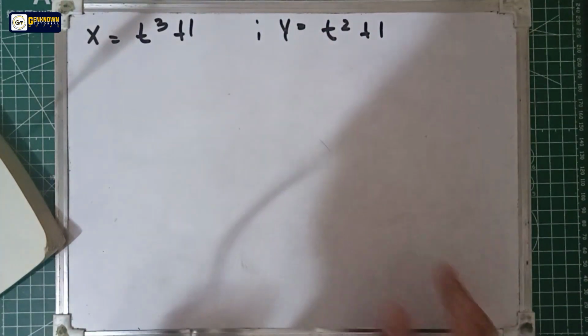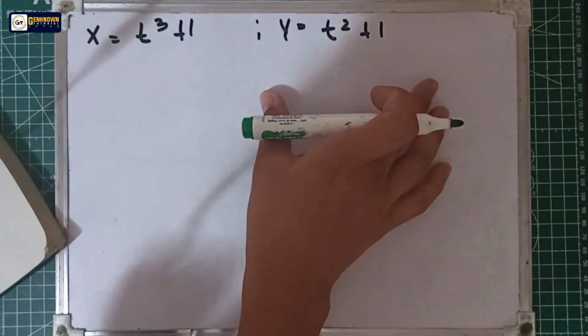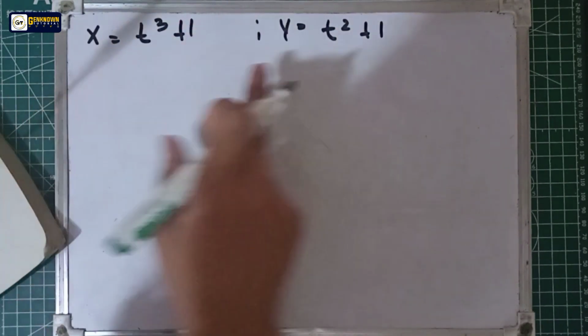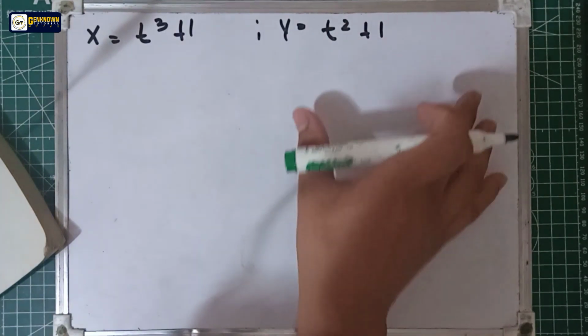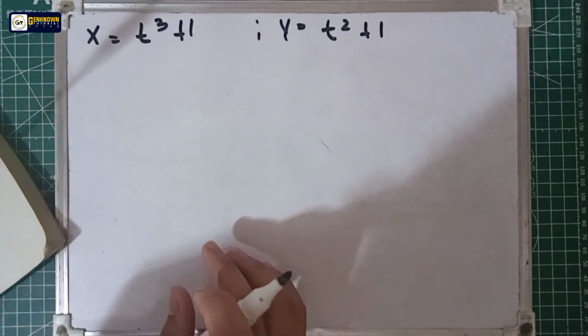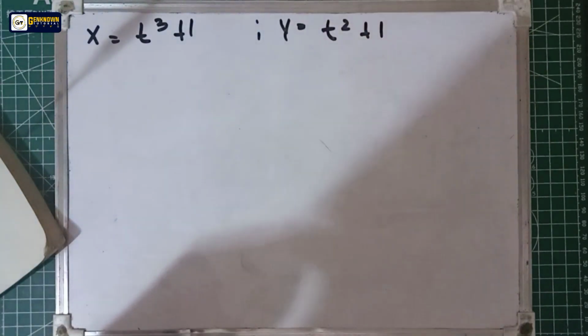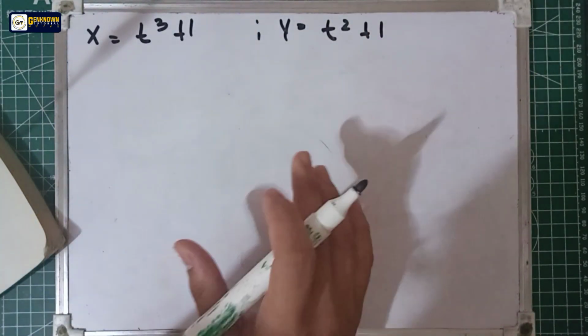The first thing we should do here is to derive each function with respect to t. Since t is the only variable in the first function and t is the only variable in the second function, we do not need to derive with respect to y or with respect to x, unless there is another variable indicated here.